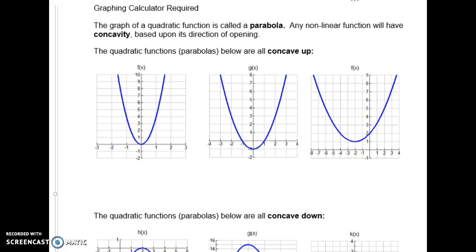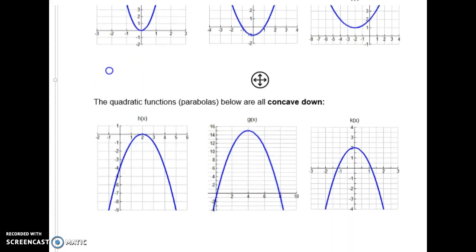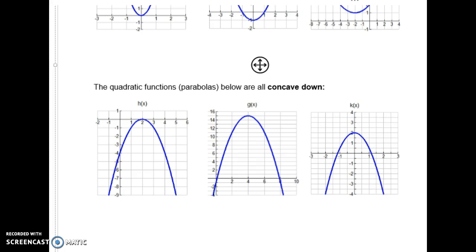If it's concave up, that means the graph will open up. If it's concave down, that means the graph will open down. So the quadratic functions that we're showing you right here are all concave up. And if you look at them, that just means they're kind of opening up. Kind of the bottom of the hill, if you will. The other ones down there are concave down, and these graphs open down. Go figure. That's where the name comes from.